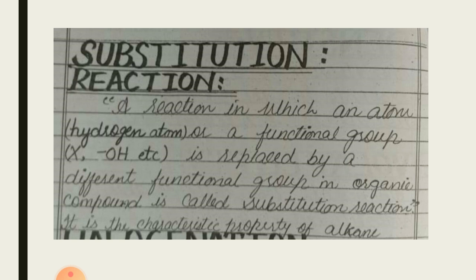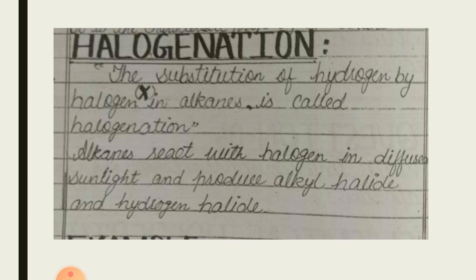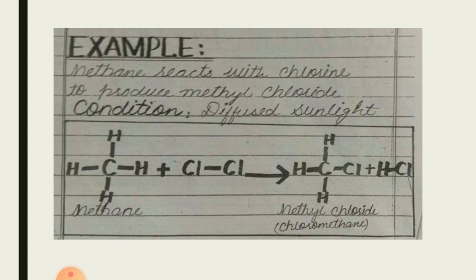All of these reactions are substitution reactions. A substitution reaction is a replacement reaction, a reaction in which an atom or a functional group is replaced by a different functional group in an organic compound. That is called the substitution reaction. Halogenation: the substitution of hydrogen by halogen in alkane is called halogenation. Alkanes react with halogens in diffuse sunlight and produce alkyl halide and hydrogen halide.